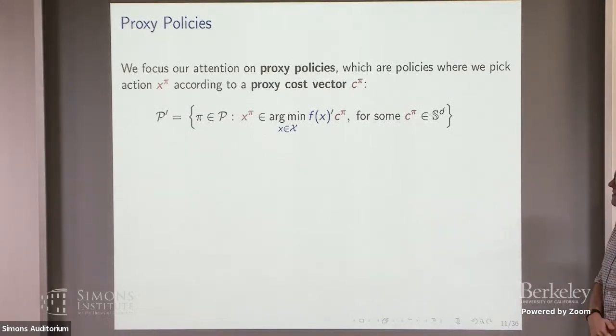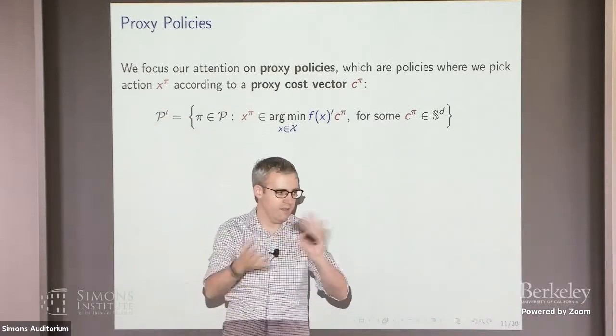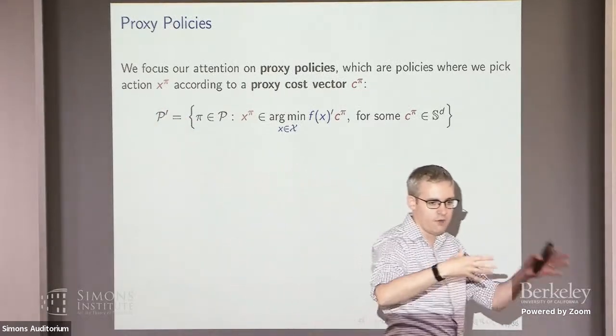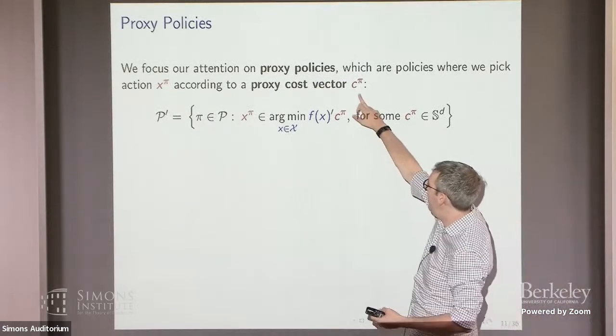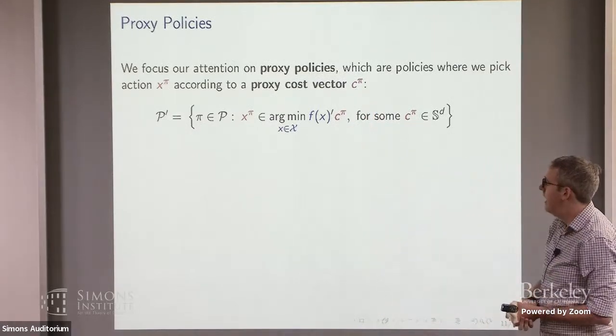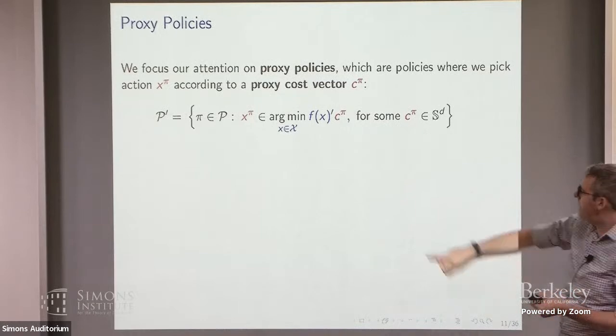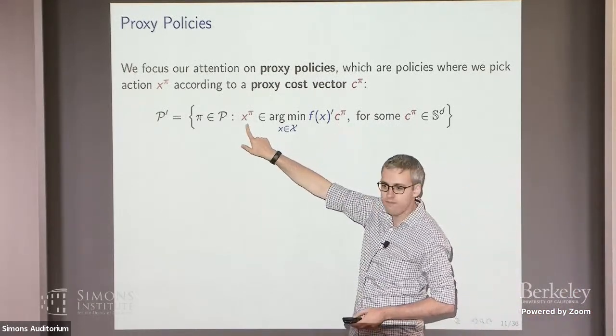So in this whole literature, everybody works with a set of proxy policies. And what is a proxy policy? The set of actions is too unwieldy to work with because the action set keeps jumping around from problem to problem. So the typical approach in this literature, and we're going to follow this too, is you guess a cost vector. I'm going to say, I think this is the true cost vector. And this is what we call the proxy cost vector. And based on this guess of what the cost vector is, I'm going to choose an optimal action.